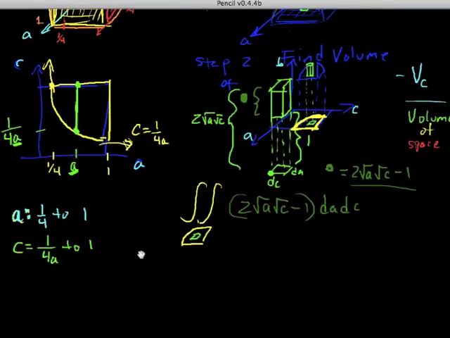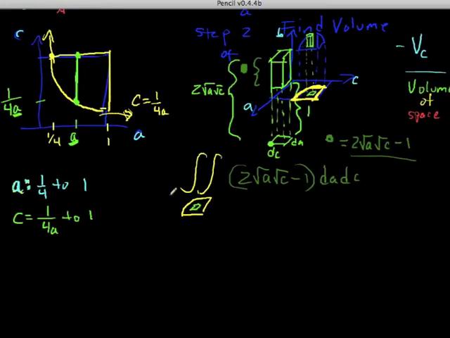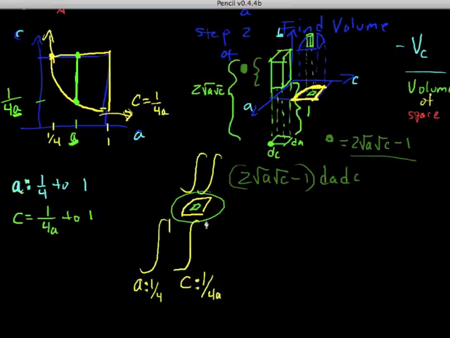So we're ready to talk about this area right here. Ready to talk about that? Well, we're going to set up our limits of integration this way. We're looking for the double integral. This is just for the cap, right? We can describe this area now. A goes from 1/4 to 1. C goes from 1 over 4a to 1. And we have our function we're integrating here: 2 root a root c minus 1 dA dc.